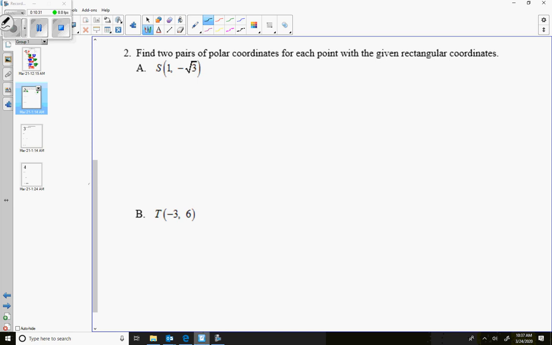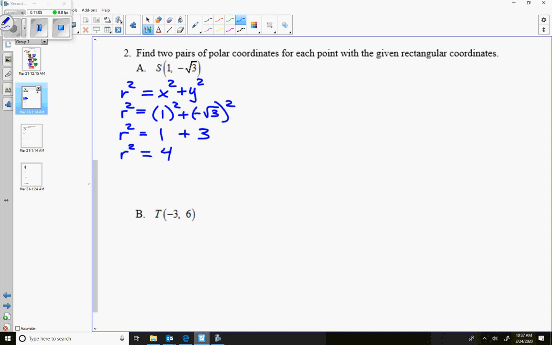How do we find r? Simply, r squared is x squared plus y squared. So r squared will equal 1 squared plus negative square root of 3 squared, which is 4. So r squared is 4, which means r is 2.